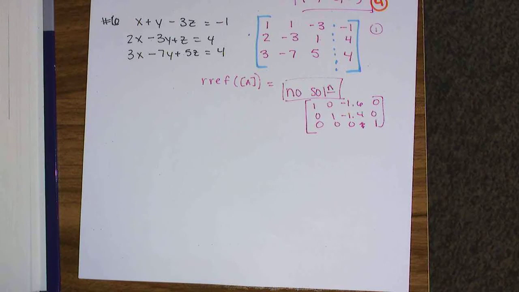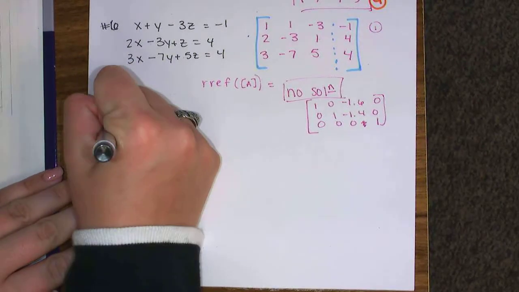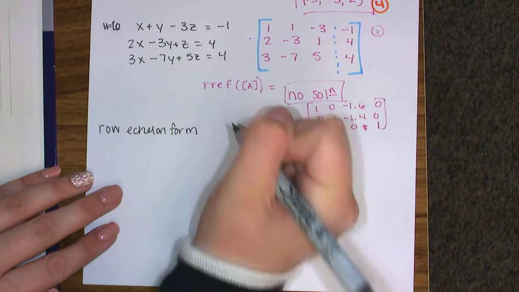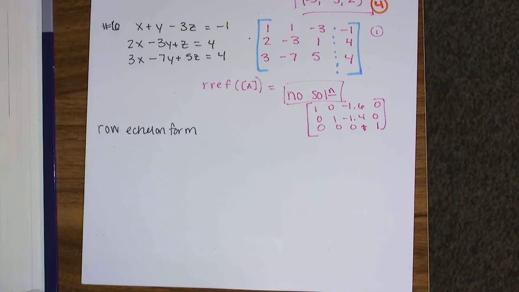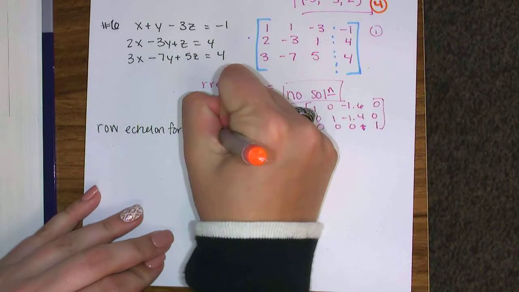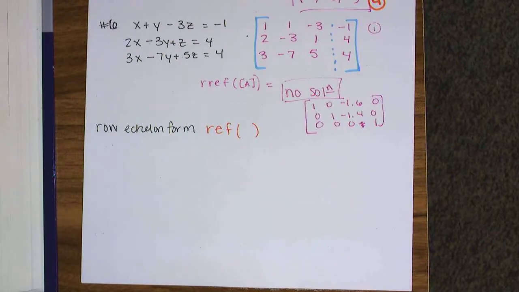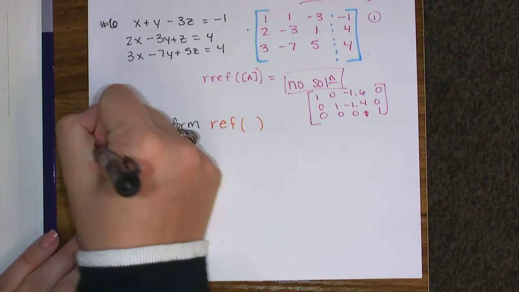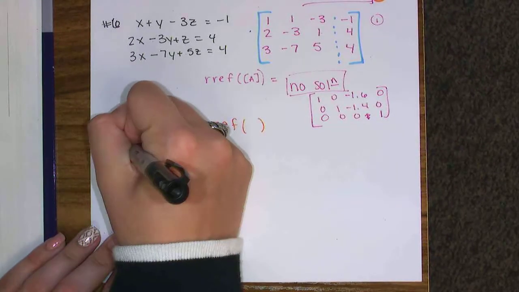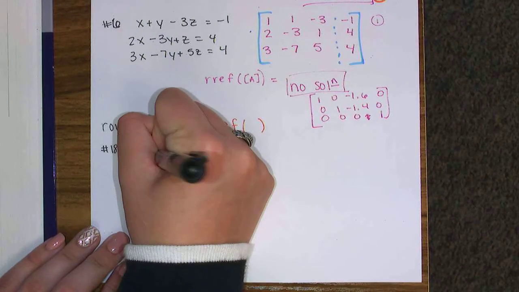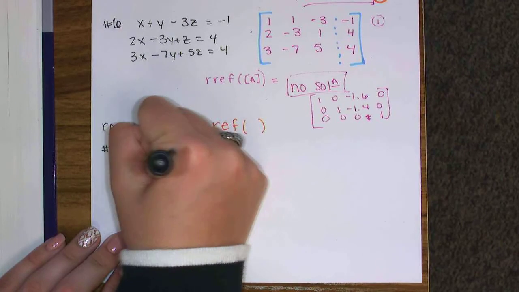All right, 17 through 20, it just wants a row echelon form. Which on your calculator is going to show up as just REF, for row echelon form. So we're going to do, let's do 18. 1, 2, -3, -3, -6, 10, -2, -4, 7.